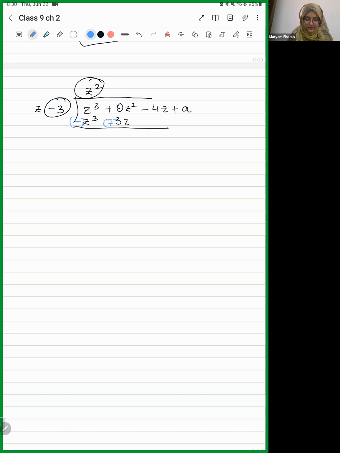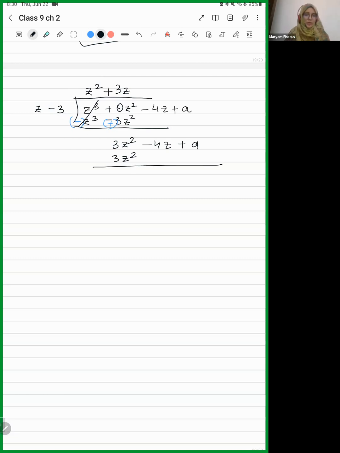And our time is up, but I'll just quickly try to complete it. So 0 plus 3 is 3z square. Now minus 4z plus a. Now again, z multiplied by what will give me 3z square? Z multiplied with 3z will give me 3z square. And if you're not able to understand this, you can always go back to the recording. You can ask on WhatsApp from the same number where you get the link of the class. On that same number, you can message and ask for the recording. Now minus 3 into 3z, minus 9z. This thing gets cancelled. And what is 9 minus 4?